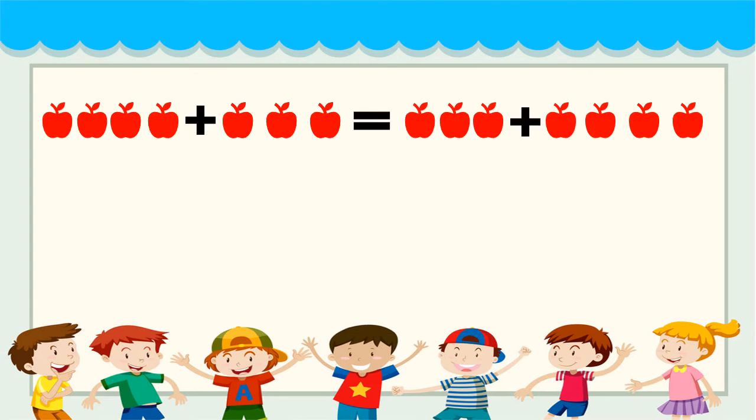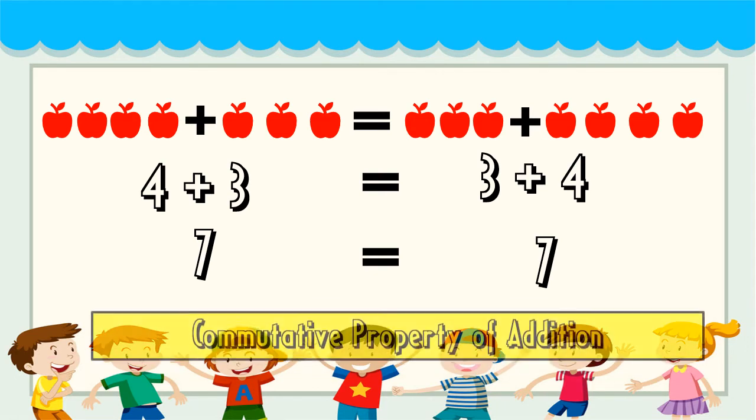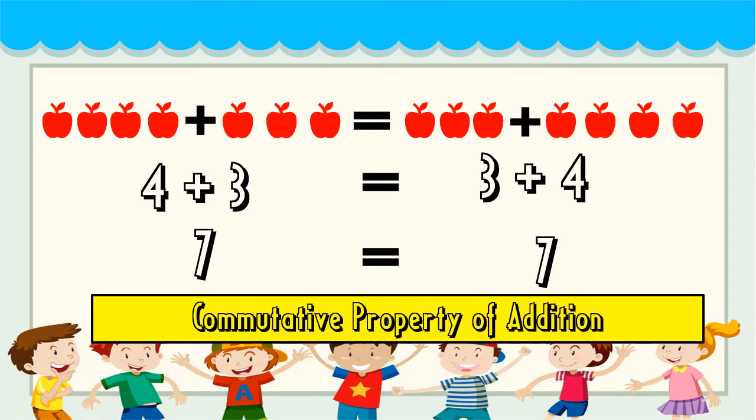This time, help me identify the property of addition shown by each illustration. The equation for this illustration is 4 plus 3 equals 3 plus 4. If we add 4 and 3, the sum is 7. If we add 3 and 4, the sum is also 7. What property of addition is shown by the given example? Very good. It shows the commutative property of addition.